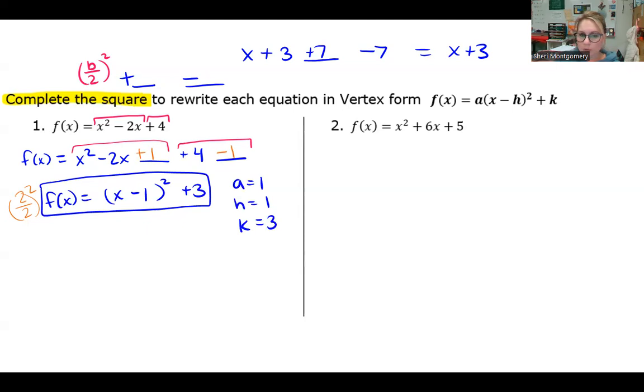Problem number 2, we're going to do the same steps. We have f of x, and I'm going to set it up x squared plus 6x, and I'm going to leave myself a blank, plus 5, leave myself another blank.